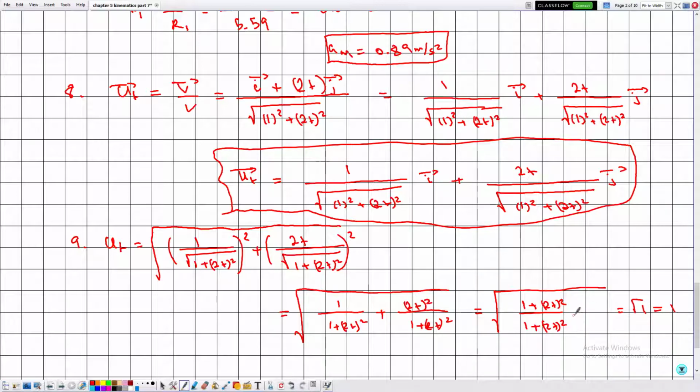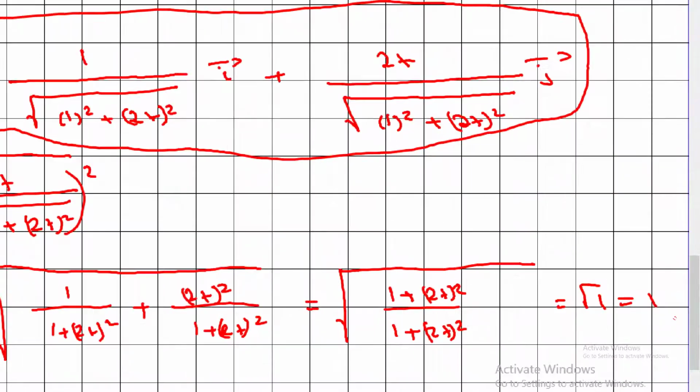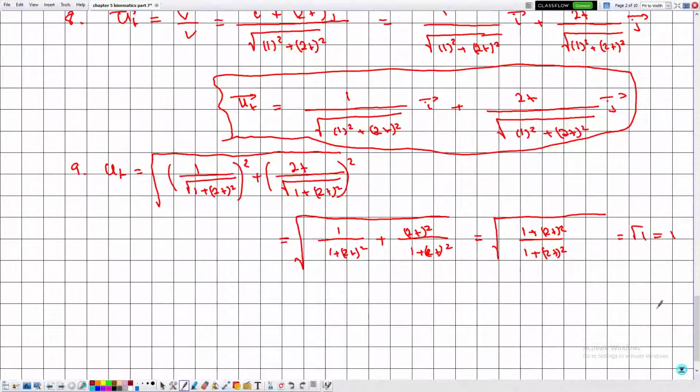Notice that unit vectors hold no units, okay? So I didn't place any unit for this. So indeed ut is equal to 1.